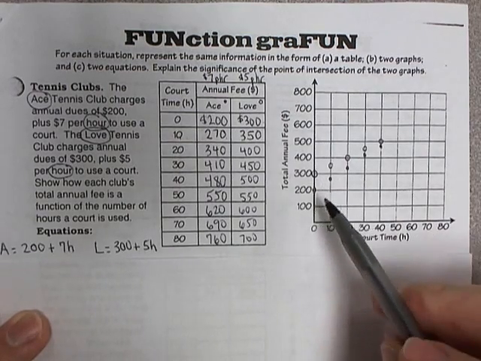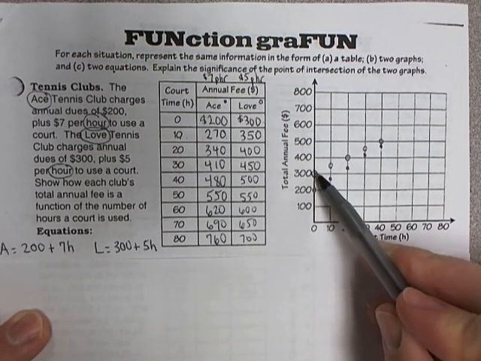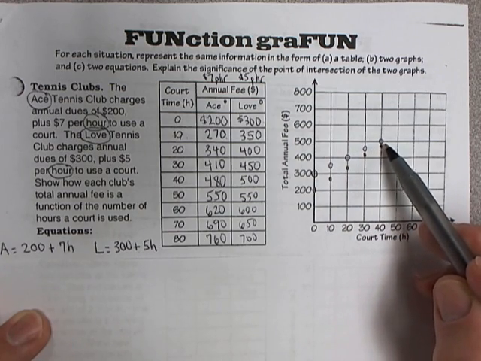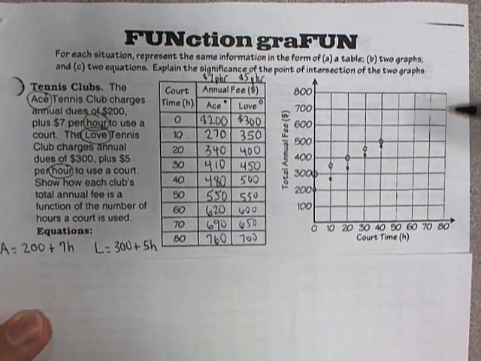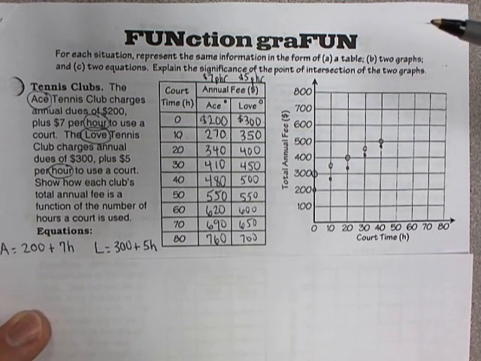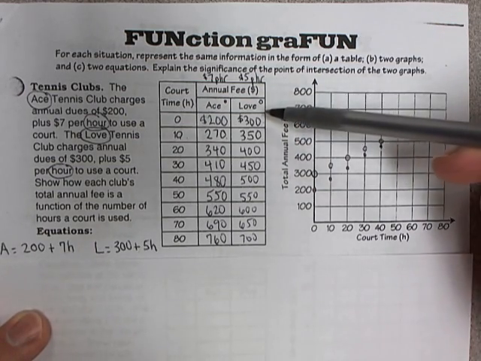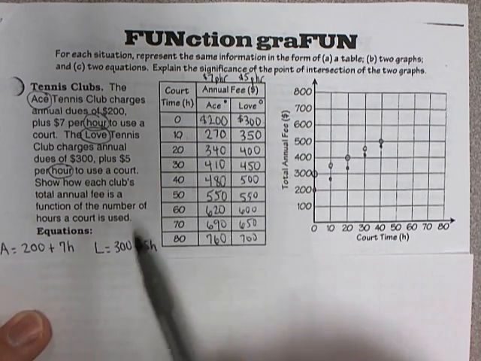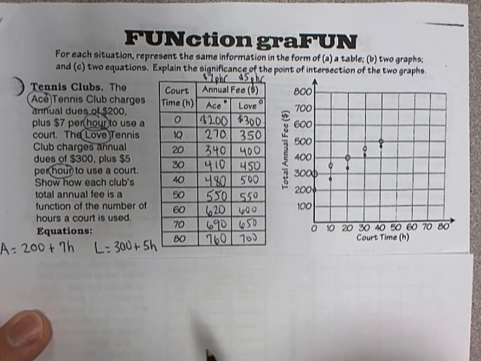So notice how when we first started plotting these points, the points were pretty far apart, but now they're starting to get closer and closer. And that's because as you use the court time more and more, it becomes a better deal to sign up to Love Tennis Club instead of ACE, because ACE charges more per hour to use the court time. So go ahead and finish this table.